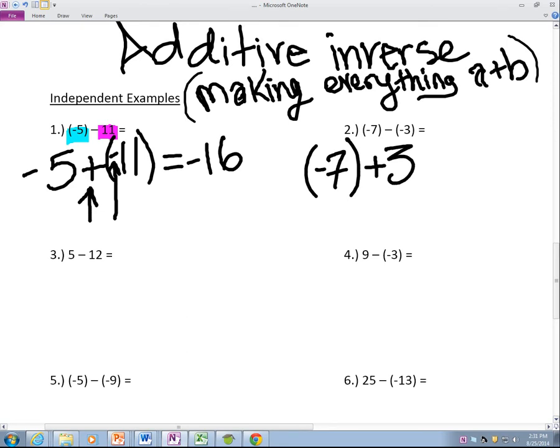Exactly. Yep, because you're still keeping the same value. You're still keeping the same value. That's something that someone didn't notice till later. Good.